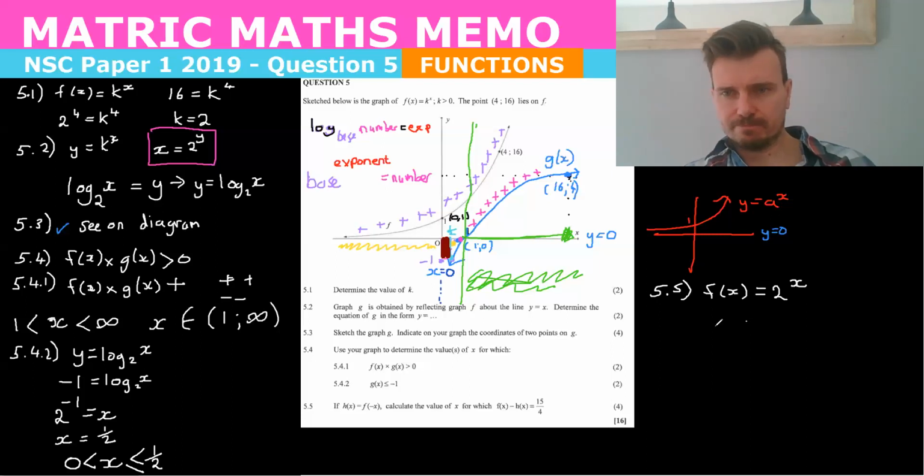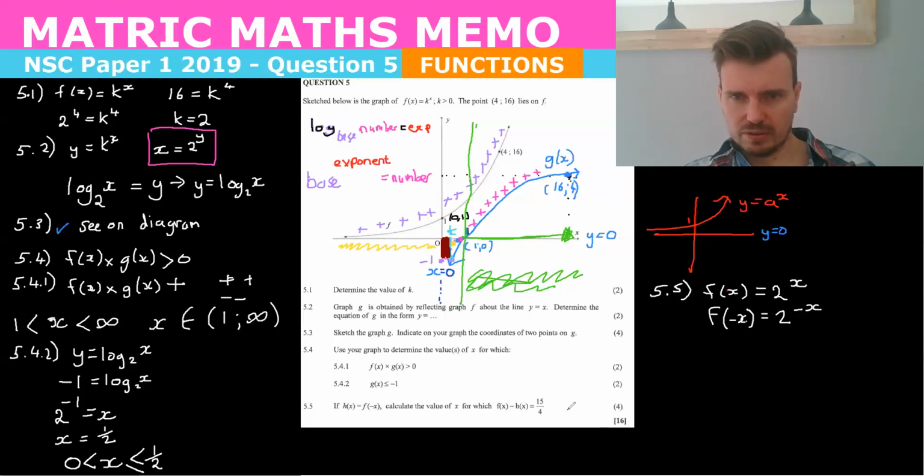Then f to the minus x is going to be 2 to the minus x, right? I'll just do that in color, just so that we can see. So we see where f of x, the x is yellow, okay? And so if it's minus x, we just simply change that x to a minus x.